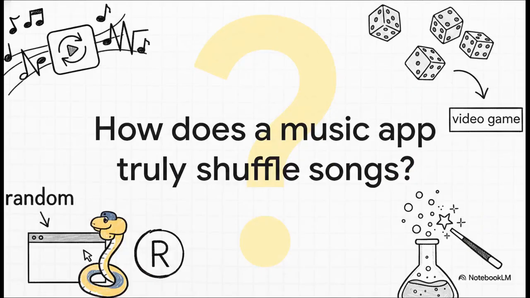You ever stop and think about what's really happening when you hit the shuffle button on your music app? Or how a video game can pull off a fair dice roll over and over again? Well, the secret sauce behind all of that is randomness, and lucky for us, Python gives us the exact tools to harness it.